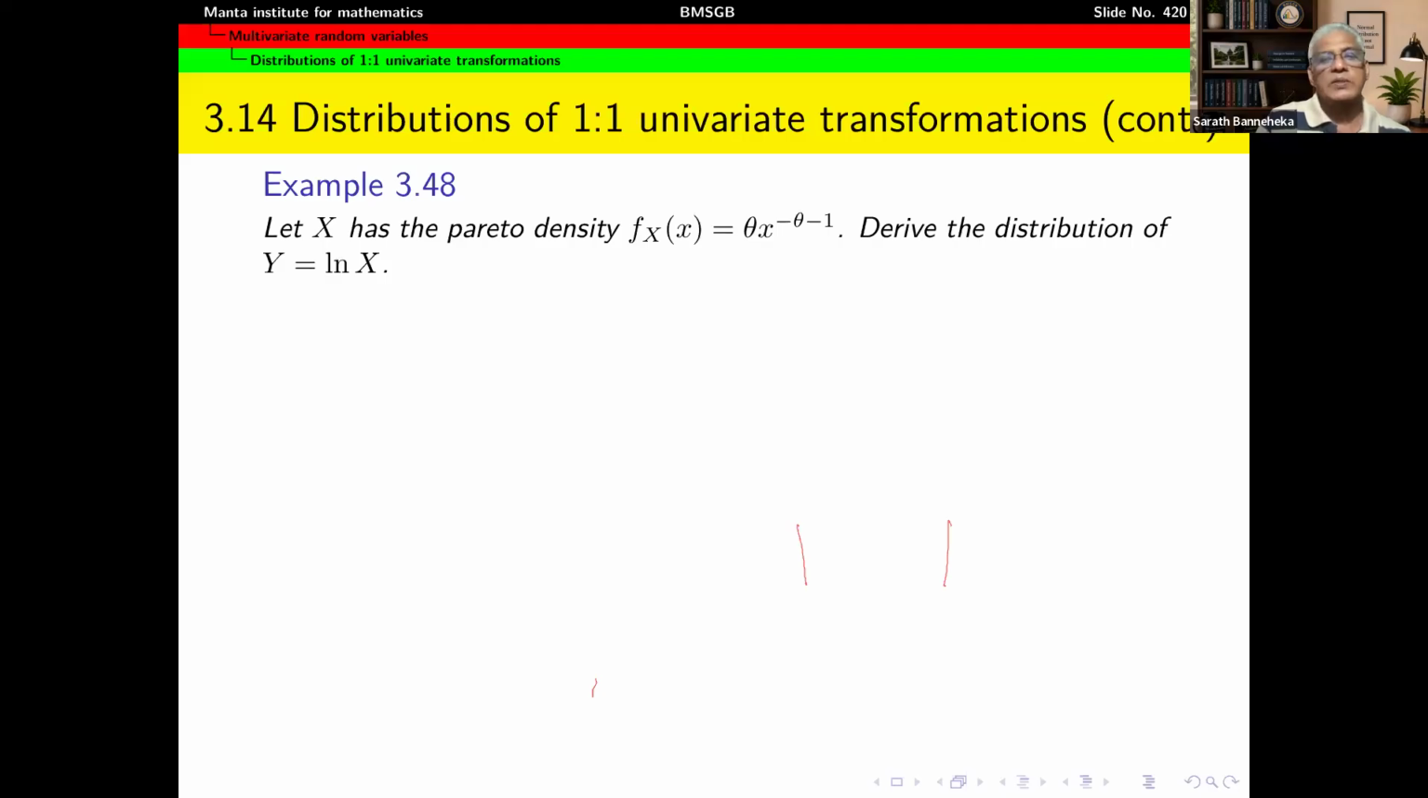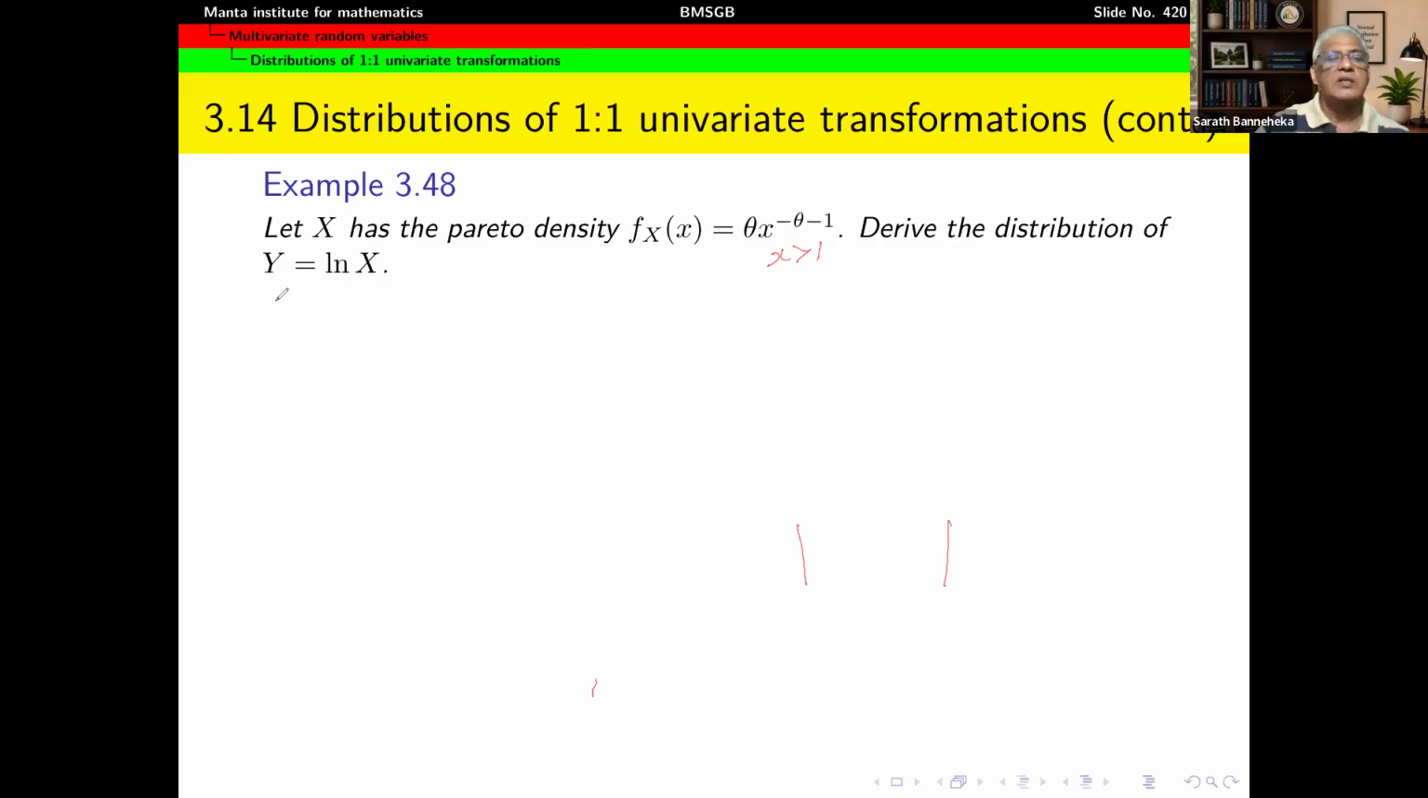Let's look at another example. Let x have the Pareto density function given by this expression here, x is greater than 1. X has to be greater than 1. Derive the distribution of y equal to log x.